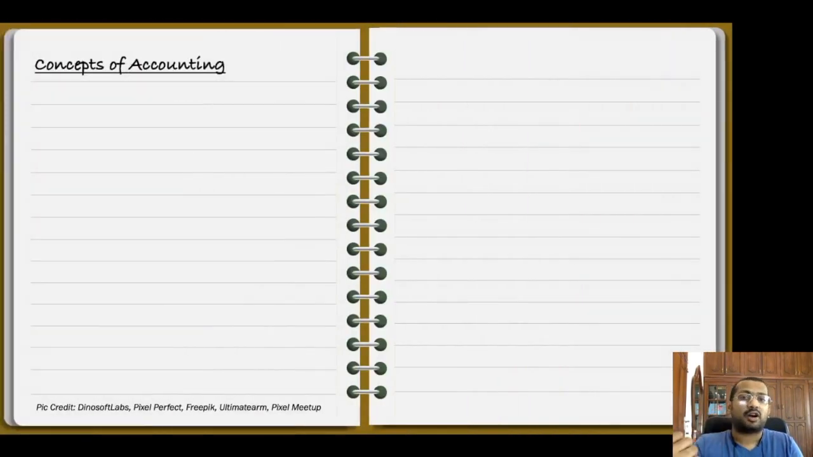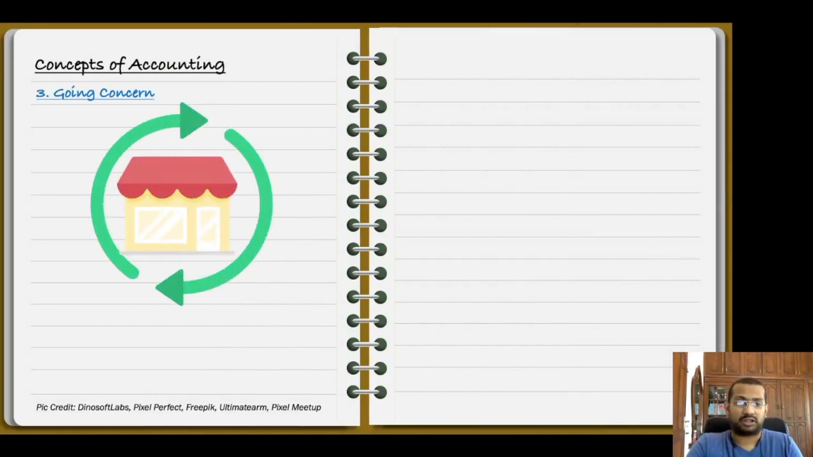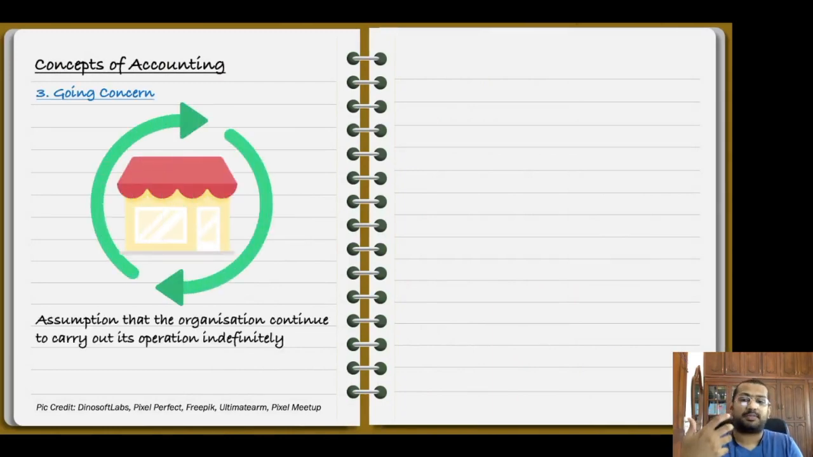Okay, the third concept that one should understand is the going concern concept. The going concern concept states that the business will not stop its functioning in the foreseeable future. That is, the business that the company has started will not be wound up in the foreseeable future.